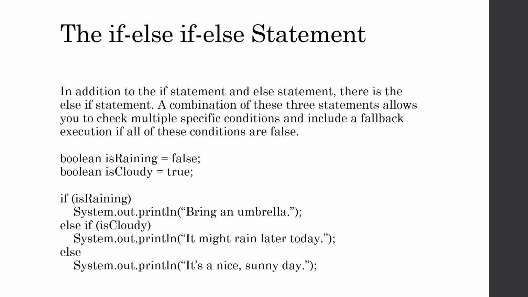If this first condition is false, so if is raining is false, we're going to go to the next one. So we're going to say else if is cloudy. If that's true, we'll go ahead and execute that one. So we'll print out it might rain later today. But if both is raining and is cloudy are false, then we're going to have to go to the else statement, and we're just going to print out it's a nice sunny day.